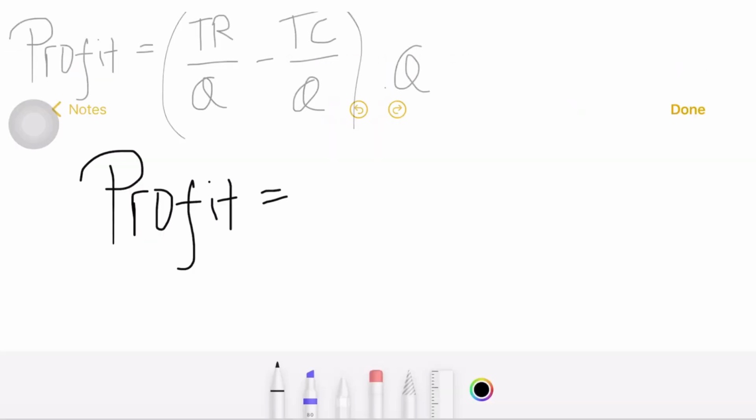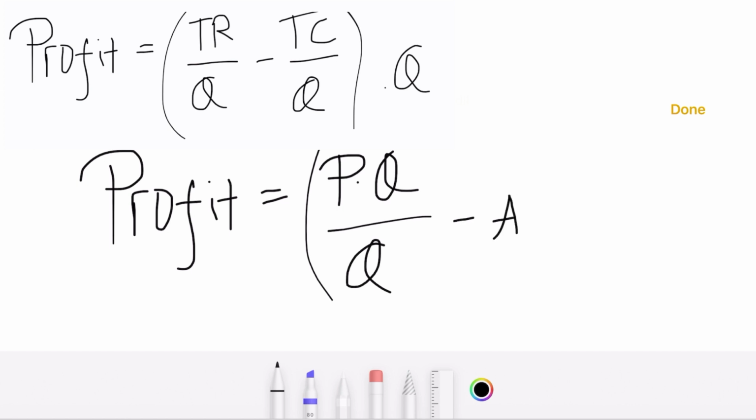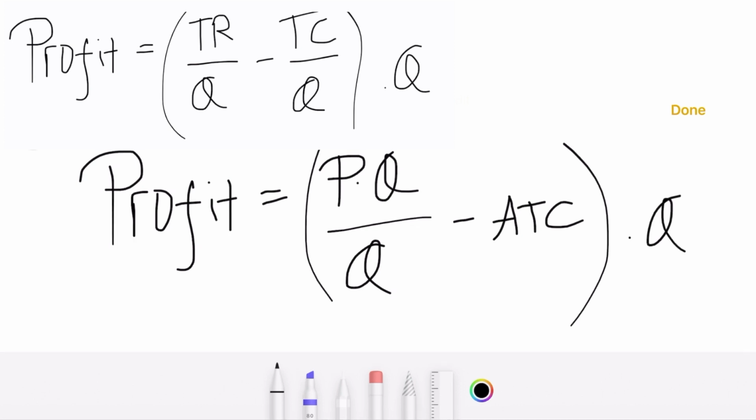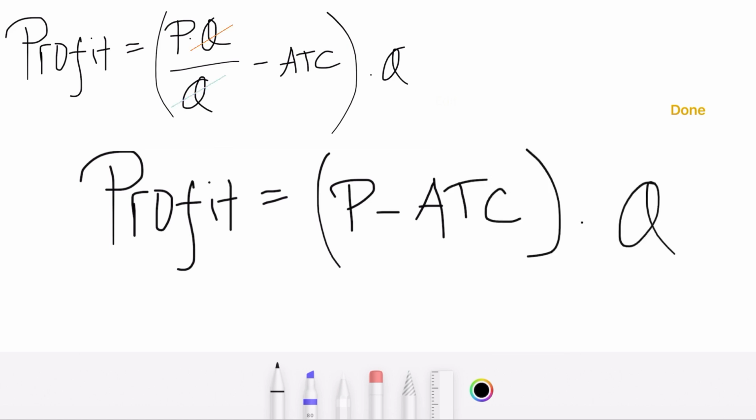Then after that, we have the total revenue definition. It's going to be price times Q over Q, and total cost over Q is going to be average total cost, times Q. Then Q over Q, you can cancel out. Then we have profit equals price minus average total cost, times Q. This is also for competitive firms, but the difference is that for a competitive firm it's going to be 0, but in a monopoly, it's going to be higher than 0.